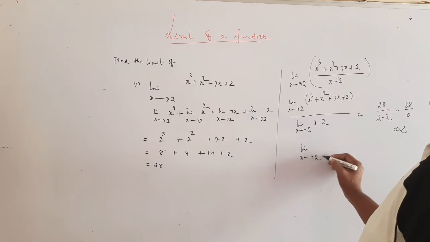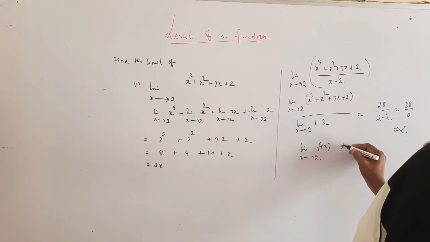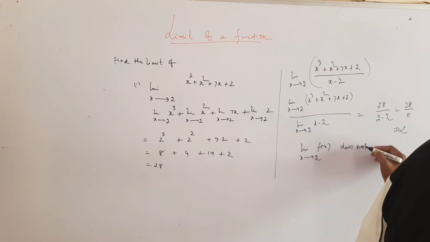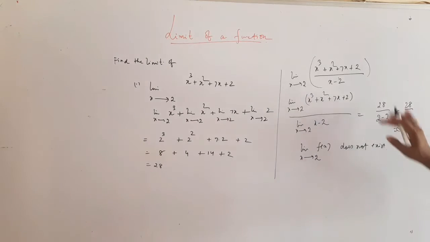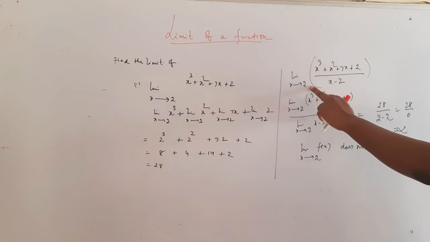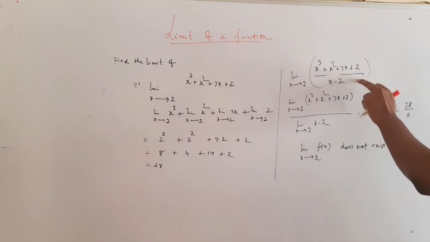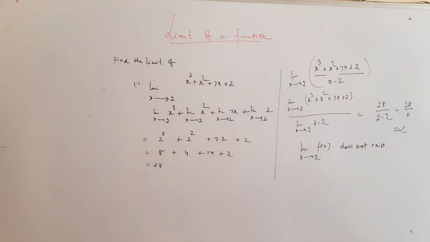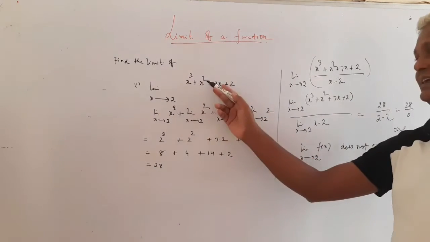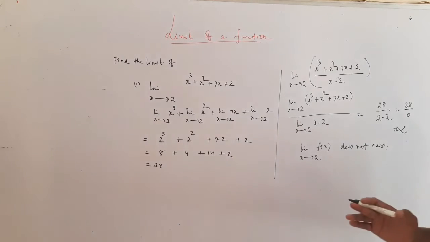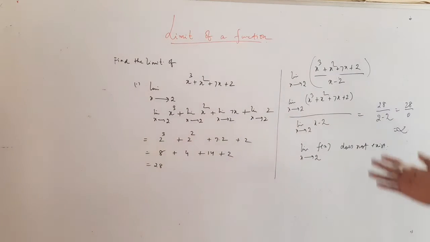Then you can say limit x tends to 2 f(x) does not exist. It means here you cannot find any value for this, because when x is approaching 2, then x minus 2 is approaching 0, and when the denominator of any rational algebraic fraction becomes 0, it means that the function will be undefined. So you can put the value of the limit directly into this, and if it is defined, that is your answer, and if it is not defined, then you can say the limit does not exist.